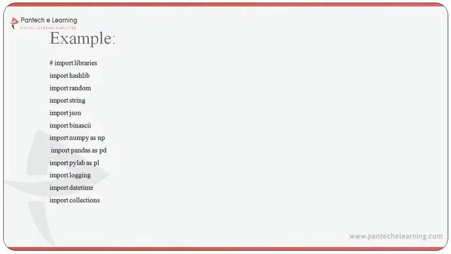And binary ASCII. If I want to convert the ASCII form into a binary form, I need this required library, that is binary ASCII. And Numpy, what is the use of Numpy? Numerical Python. For doing any kind of mathematical operations, I require Numpy. And Pandas, what is the use of Pandas? For doing any kind of data manipulation operation, I require Pandas.